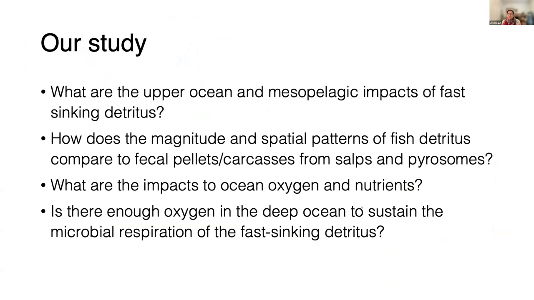So in our study, we were motivated by four main questions. The first is, what are the upper ocean and mesopelagic impacts of fast sinking detritus? How do the magnitude and spatial patterns of the fish detritus compare to those of salps and pyrosomes, the pelagic tunicates? What are then the impacts to ocean oxygen and nutrients in the water column? And then lastly, is there enough oxygen in the deep ocean to sustain the respiration of this fast sinking detritus?